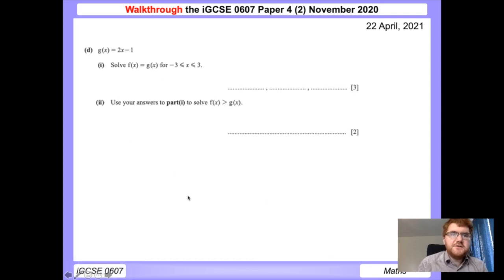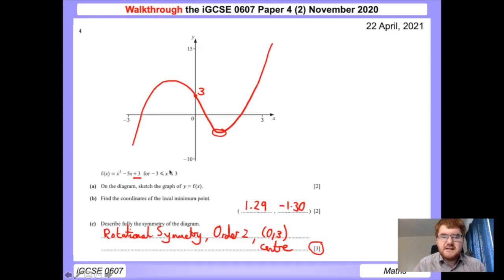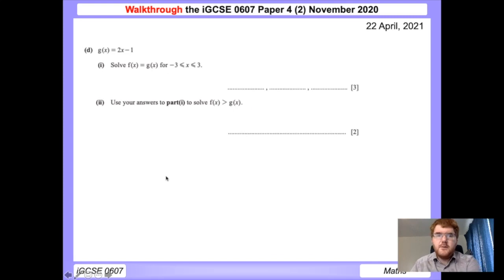Okay, and now we go on to part D. This is very, very typical for a GDC question, where they give you another function, in this case a straight line, and then you need to solve the equation. The amount of times I've seen people try to equate these 2 things together and then solve it, you simply can't do that with iGCSE methods, possibly with IB methods. So we need to use the GDC way of doing this. So let me show you very quickly how we do this.